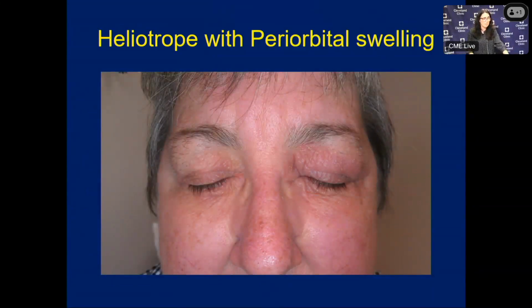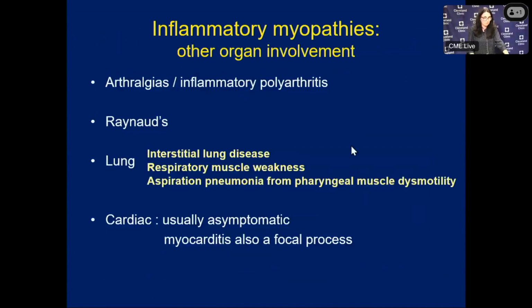This is an example of the heliotrope with periorbital swelling. So these are purplish, dark red rashes around the eyes. And in this case here, I want to point to the severe swelling that you see on both superior eyelids. So they're very common with these rashes.